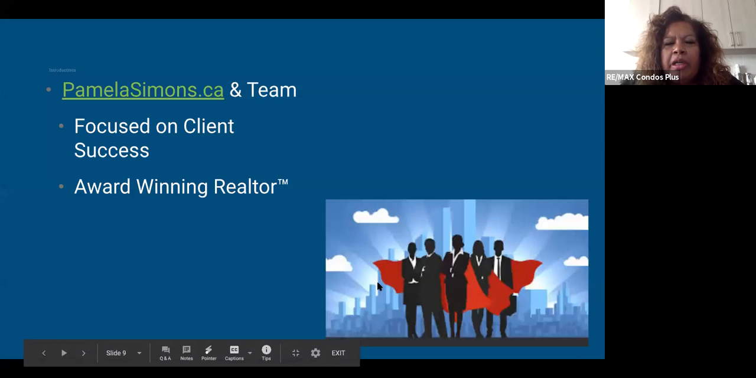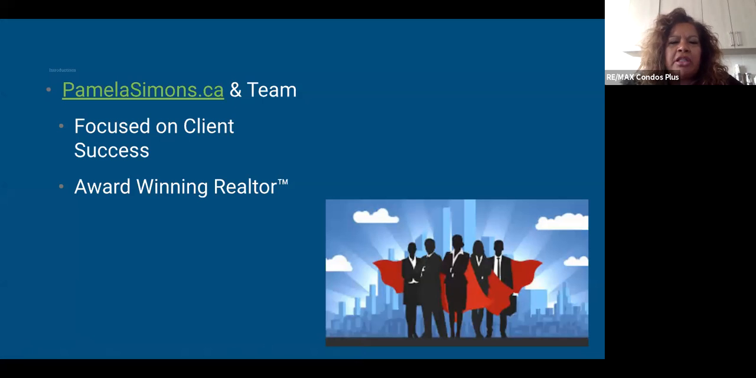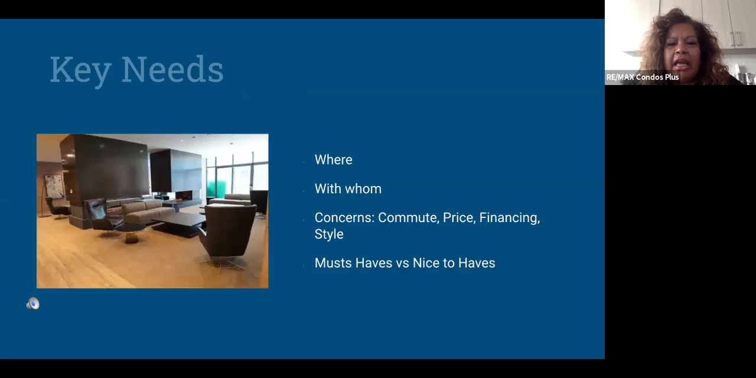So I'd like to take a moment or two now just to describe a little bit about our team. So the team has a strong focus on client success, and we are award-winning realtors. A few of the elements that we are going to be talking about that are very important are where you would like to live, with whom will you be moving, if you have any concerns with regards to commute, price, financing, or style of property. Those things would all be very important for us to identify right now.